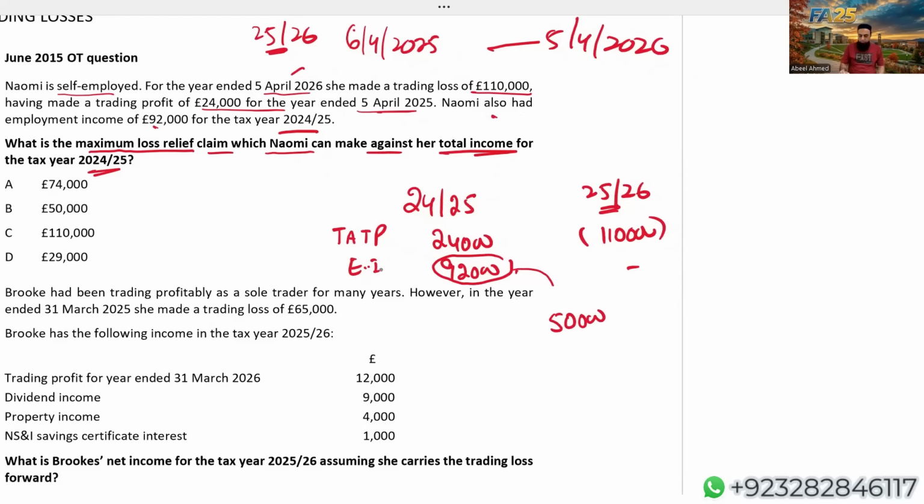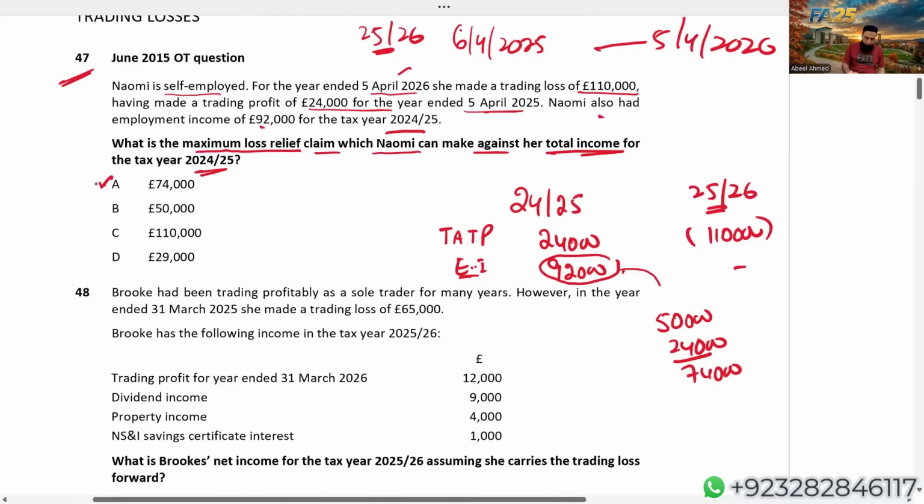Due to the restriction on other income, I can maximum deduct 50,000. This restriction logically applies only on employment income, because in this question Nomi does not have any other income. So 50,000 is because of the restriction, and the restriction does not apply on trading profit, which means 24,000 as it is. So the maximum loss which Nomi can set off in the previous tax year total income is 74,000. So the answer is A.